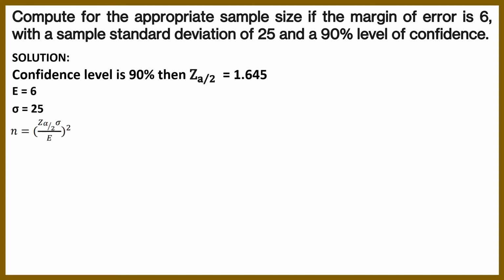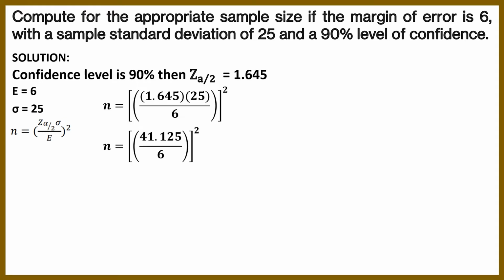So same formula, gagamitin natin. Then, substitute natin yung given to the formula. So, n is equal to 1.645 multiplied by 25 divided by 6. And then, the result will be raised to the second power. Then, n is equal to 1.645, multiply natin by 25. It is equal to 41.125. Then, divide natin by 6.